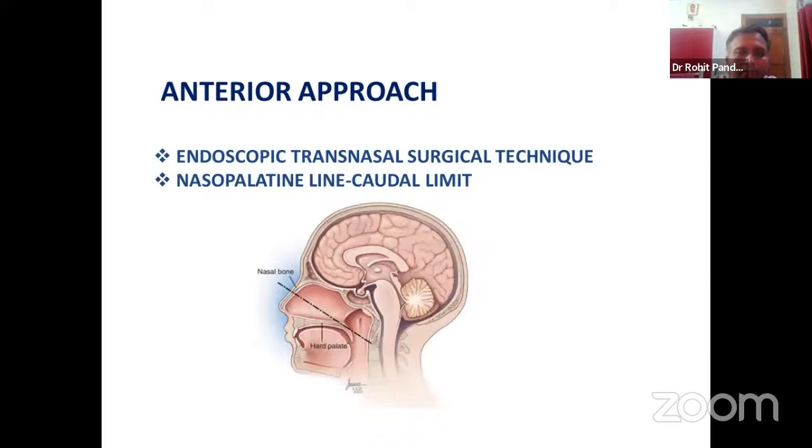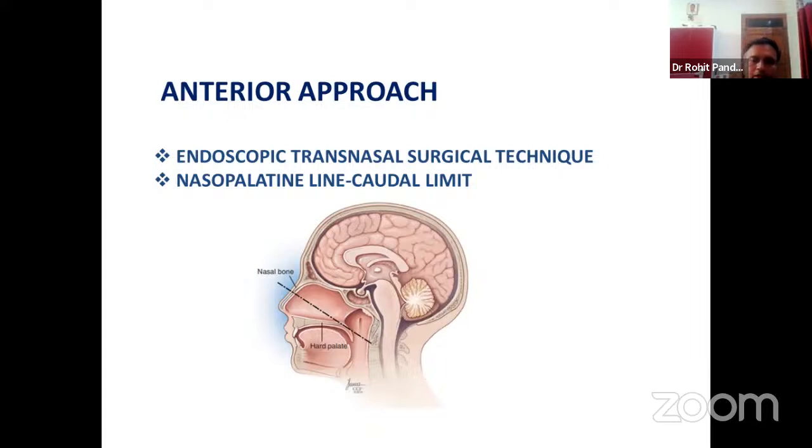Now, as I mentioned, the other anterior approaches involve the endoscopic transnasal surgical technique, which is used by few surgeons for pathology of the craniovertebral junction. These pathologies usually involve clival chordoma, basilar invagination, and foramen magnum tumors, like foramen magnum meningioma. They can also be approached through the endoscopic transnasal method.